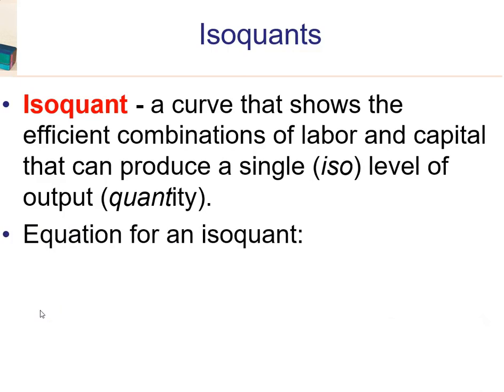There's an equation for an isoquant, and this equation is as follows. Mathematically, we would represent an isoquant as your output Q, which is not changing, it's constant, so there's a bar on top of it, is equal to a function of your inputs, labor and capital. So you can adjust both labor and capital while keeping your output unchanged.